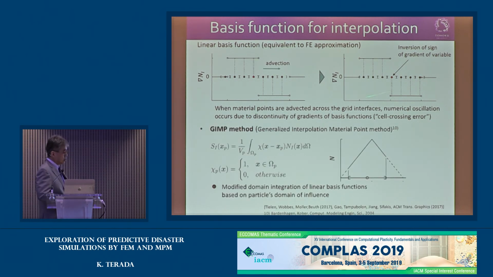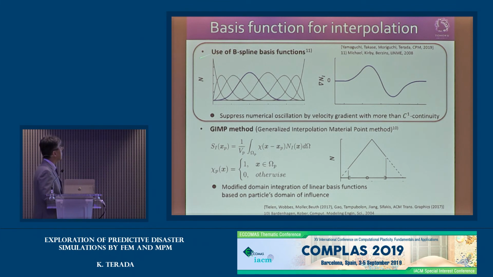To avoid such instability, there are some remedies in the literature. The GIMP method may be one of the choices. But in this study, we employ the three-dimensional third-order B-spline function to reduce the effect of the cell crossing error.